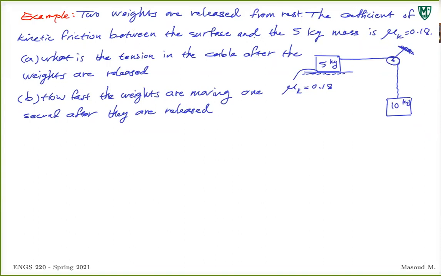you should have it from before. We had 2 weights. One is on the horizontal surface, in contact with the surface. There is friction between that 5 kilogram weight and the surface, and the coefficient of kinetic friction for that is 0.18. And that weight is connected to another weight, which is hanging. It has a mass of 10 kilograms, and the connection is through a rope passing through a pulley.